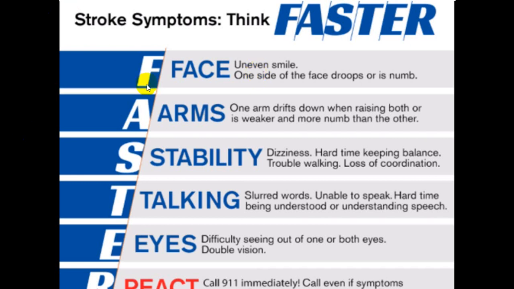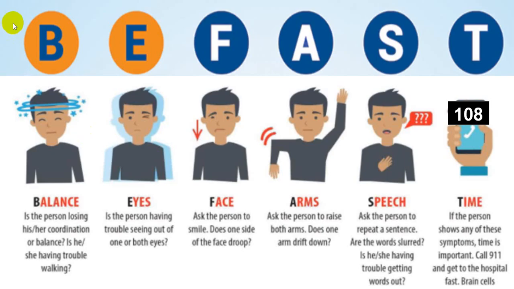That is face, arm, balance, speech, eye, and R for react. And BEFAST: balance, eye, face, arm, speech, and time. And also T was considered for terrible headache, or we call thunderclap headache. And FAST is only face, arm, speech, and time. So whichever method you go, this will be helpful.